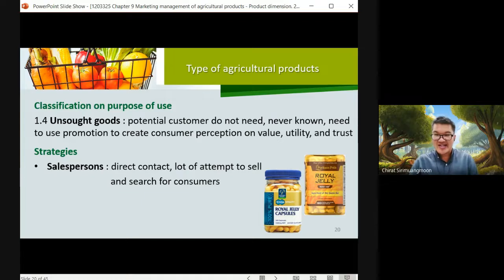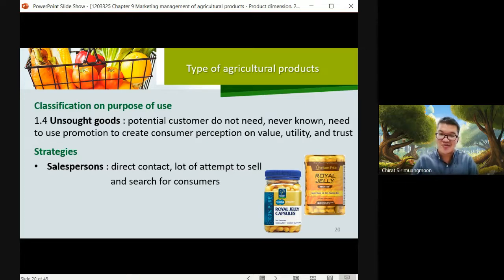The royal jelly is a new product. It has some good minerals and is good for your body. So the marketer can provide you information, and then you learn about it. So this is unsought goods or an unsought product. If they don't know anything about the product, what do you need to do? You need to use some promotion, to promote it in order to make them perceive the product, then they can trust.